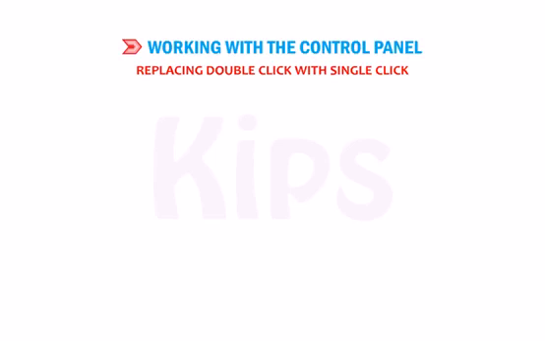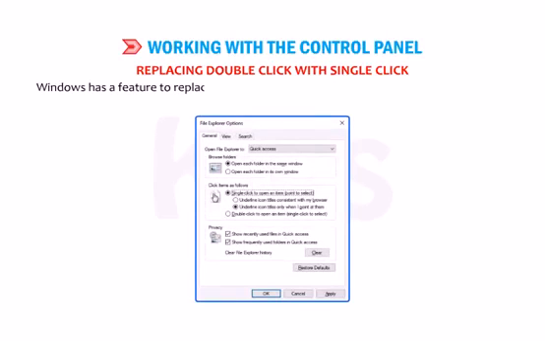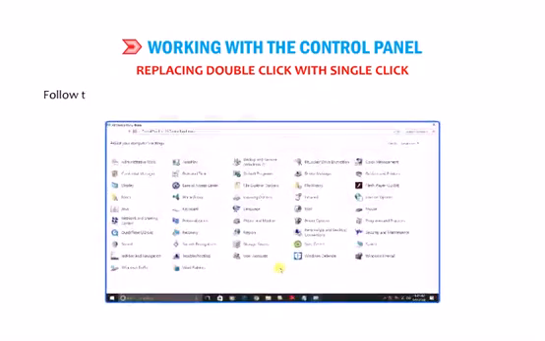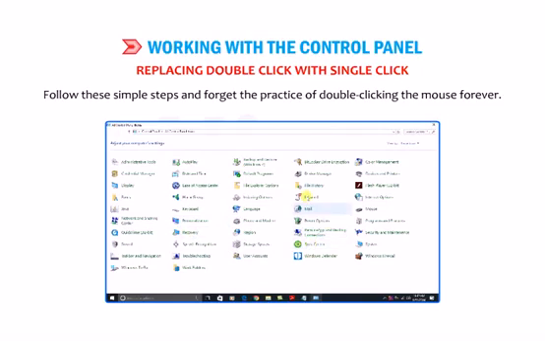Let's now learn how to replace double-click with single-click. Windows has a feature to replace the double-click setting of a mouse with a single click to open any file or program. Follow these simple steps and forget the practice of double-clicking the mouse forever.